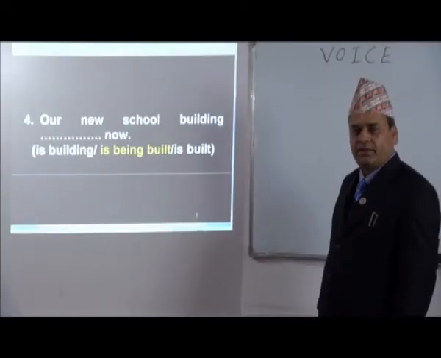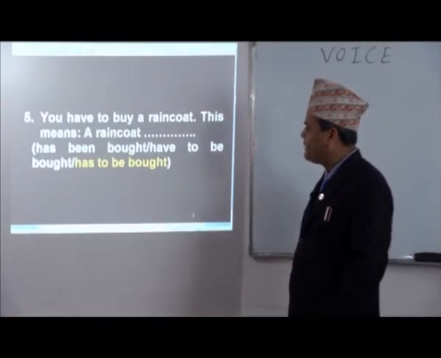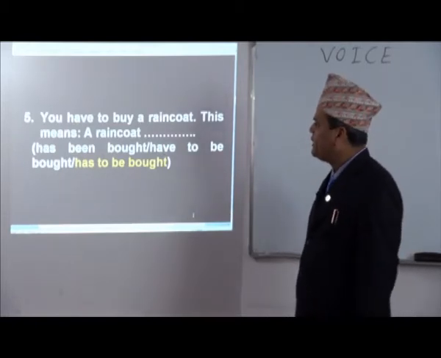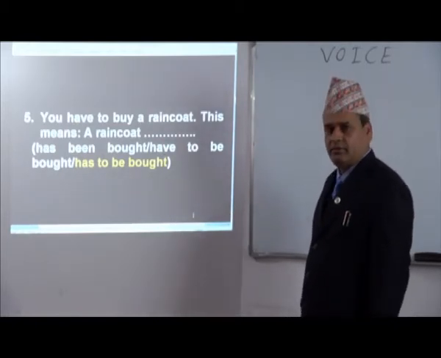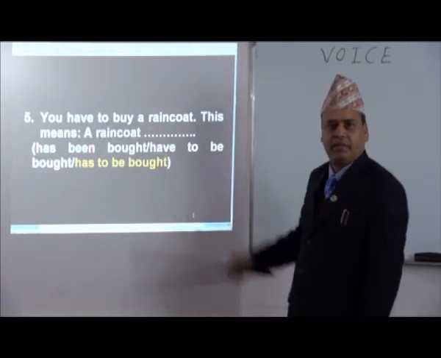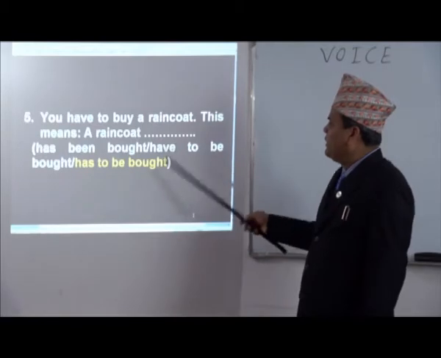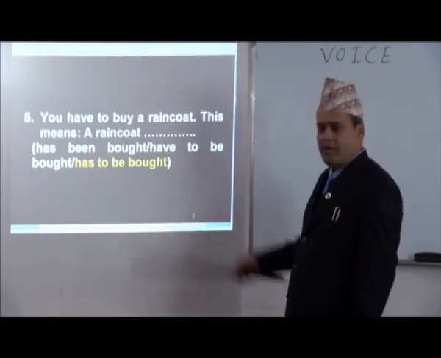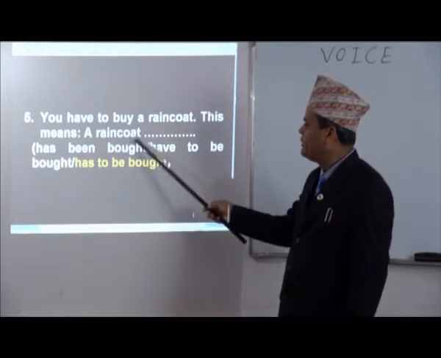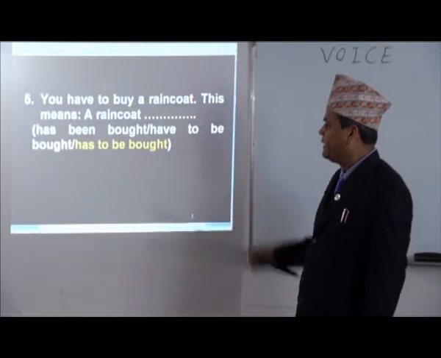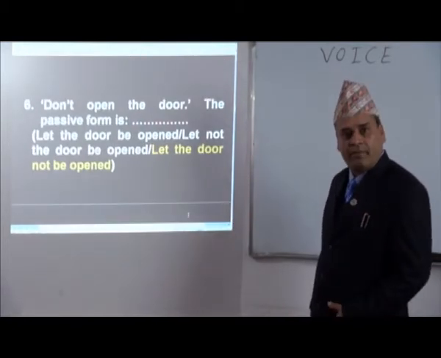Alright, so we move to the next example here. You see the sentence: you have to buy a raincoat. Here you see the form "have to buy." In this sentence, when we change into passive form, a raincoat comes first: a raincoat has to be bought. Alright. Similarly, we move to number 6.